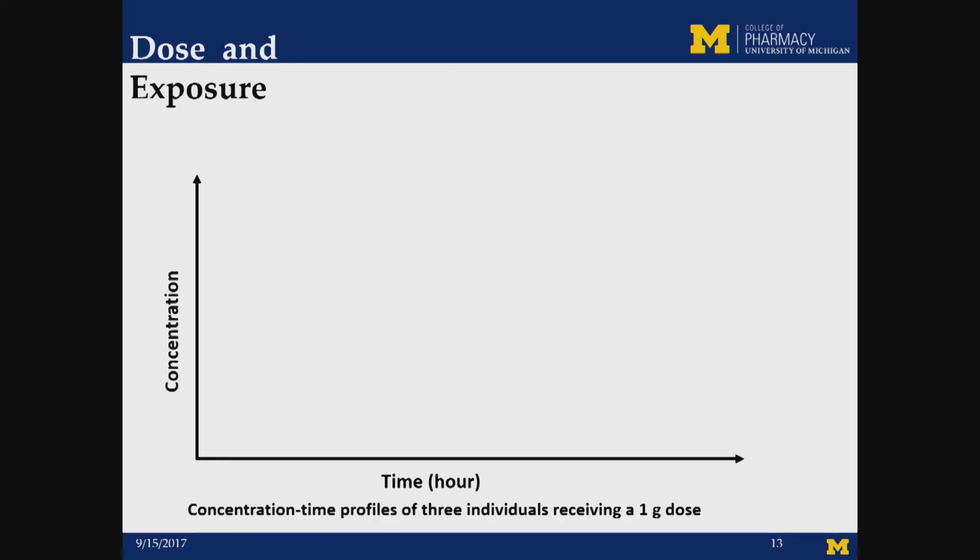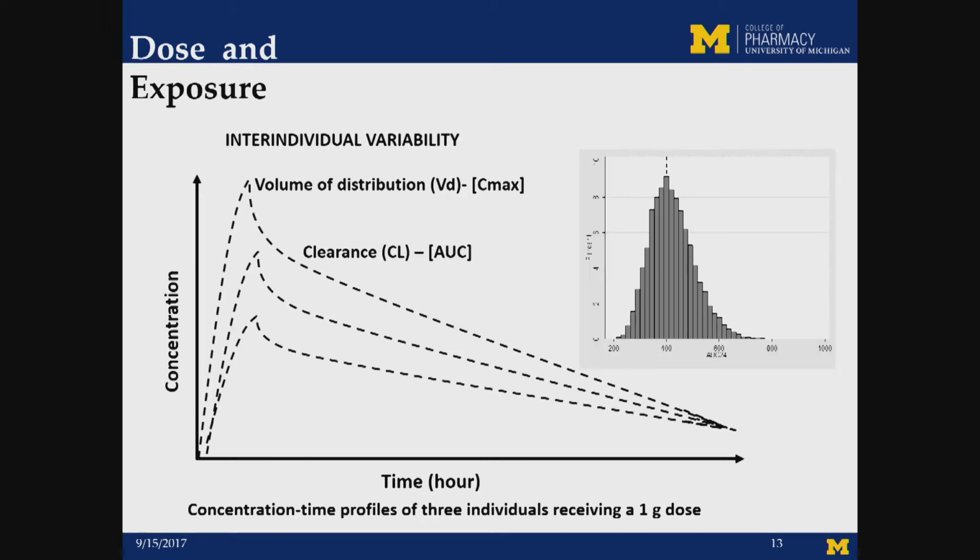Now, I think it's really important to separate the concepts of dose and exposure because they're certainly related but can vary across a population. So if we give a 1 gram dose to 3 individuals, for example, those 3 individuals can have very different concentration time profiles. And so when we simulate that across a population, we may get a distribution represented here in this histogram as a distribution of AUCs for that population.